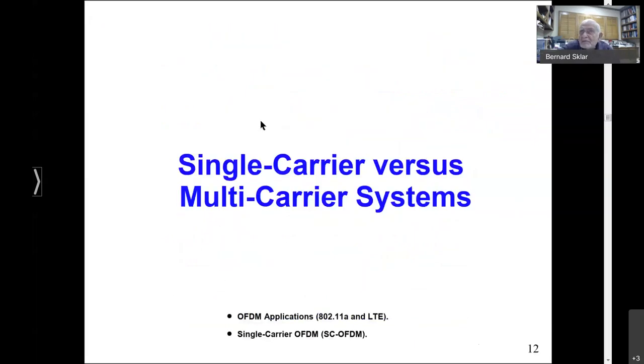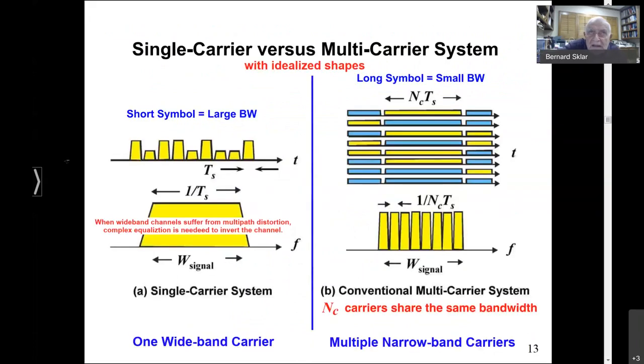Single carrier versus multi-carrier systems. The important thing is that if you have one wideband carrier that suffers from multipath distortion, complex equalization is needed to invert this channel. And we already made the point, I don't have to do it again, that there is no easy way to take a wideband channel that you first have to learn from corrupted data as to what that channel is like, and take the time to invert it. It is a difficult job.